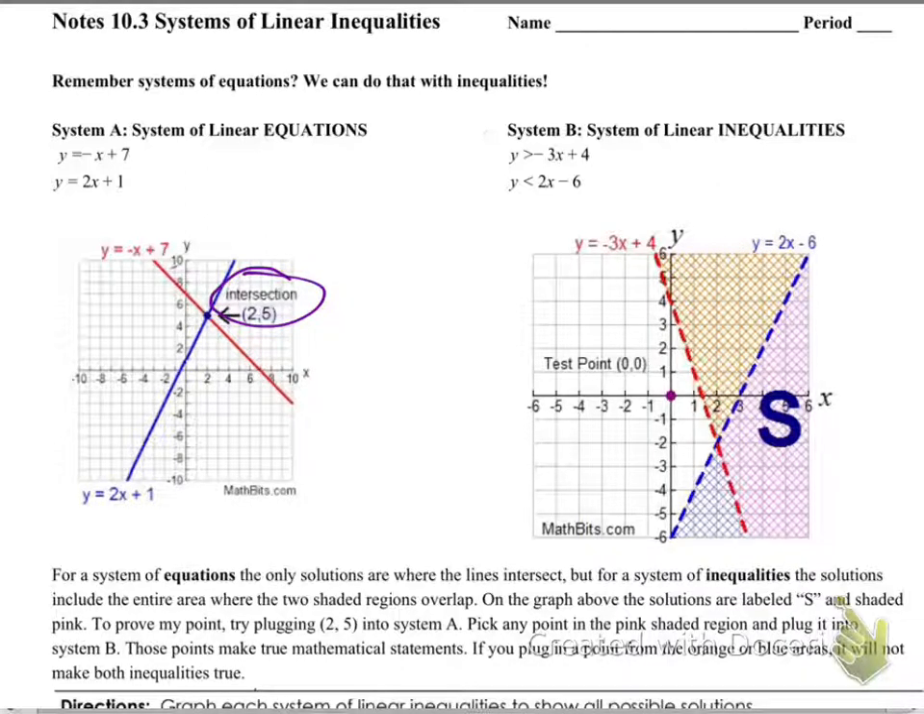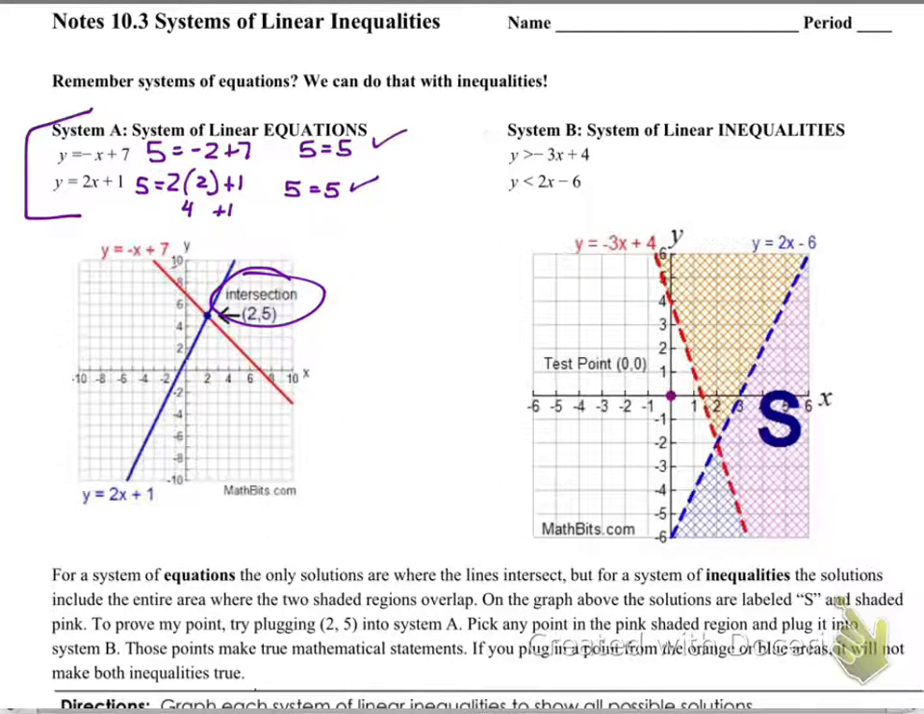And what that means is if you plug 2, 5 into these equations, both will be true statements. So plug 2, 5 in, see what happens. 5 equals negative 2 plus 7. Is that true? Yeah, 5 is equal to 5. That makes a true statement. And if I plug 2, 5 into my next equation here, 5 equals 2 times 2 plus 1. Is that true? Yes, it is. That's 4 plus 1. Yeah, 5 equals 5. It's a true statement.